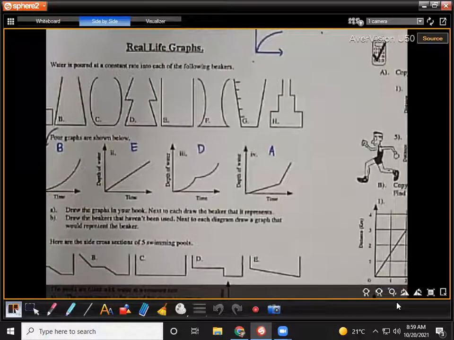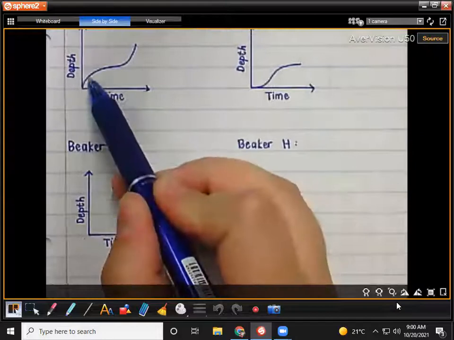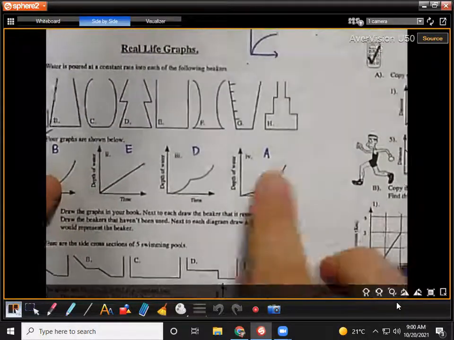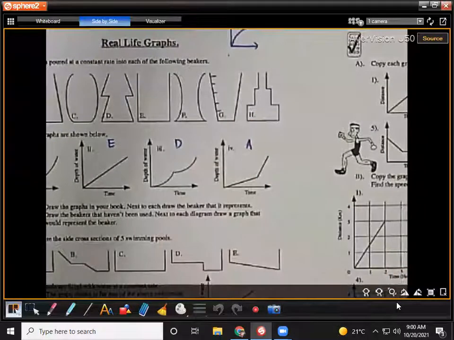Starting out narrow, going wider. Right? When it's narrow, it is fast. So fast is like this. This is how we show a fast increase, right? So we're looking at G, it starts out fast, and then as it's getting wider, what's going to happen to the increase in the depth? It's going to slow down. All right, so we're going to start fast and it's going to slow down.